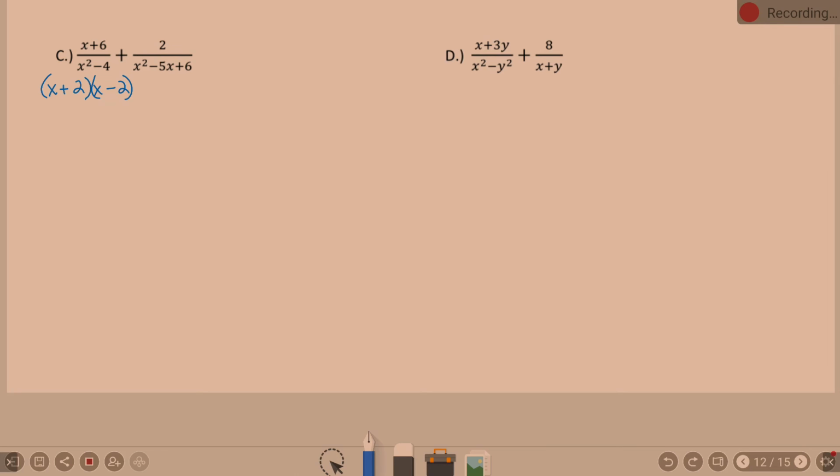Now, x squared minus 5x plus 6. Does that factor? It's x minus 2 and x minus 3. x and x. Multiplying to be positive 6 means same sign. Adding to be negative 5 means both negatives. So, negative 3, negative 2.